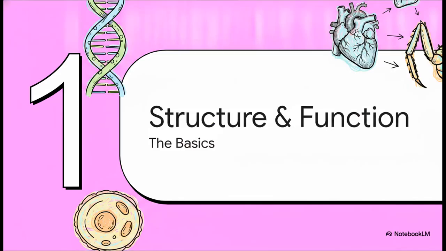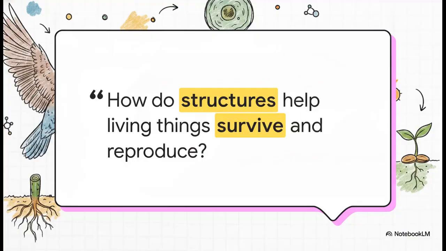Section 1. Structure and Function Basics. So, how do structures help living things survive and reproduce? I know, it sounds like a pretty basic question, right? But honestly, it's the anchor of all biological life. Every single curve of a leaf, every little joint in an insect's leg is a meticulously crafted tool for survival. If the tool is wrong, well, the organism simply doesn't make it.